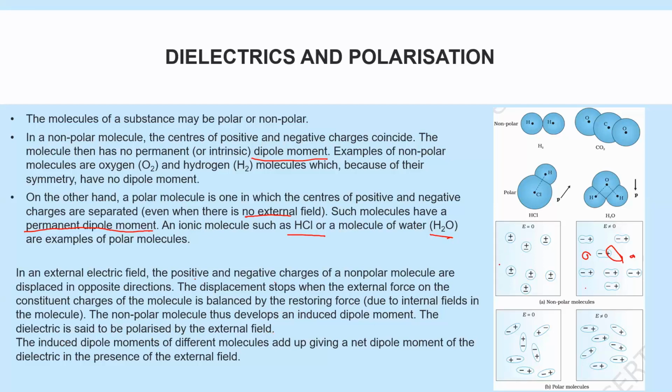So this material can be a dielectric, and the dipole moment that is induced is due to an external field, where E is not equal to 0, meaning an external field is being applied. The induced dipole moments of different molecules can add up to give you the net dipole moment of the dielectric in the presence of an external field. So this is how a non-polar molecule can induce a net dipole moment in the presence of an external field.